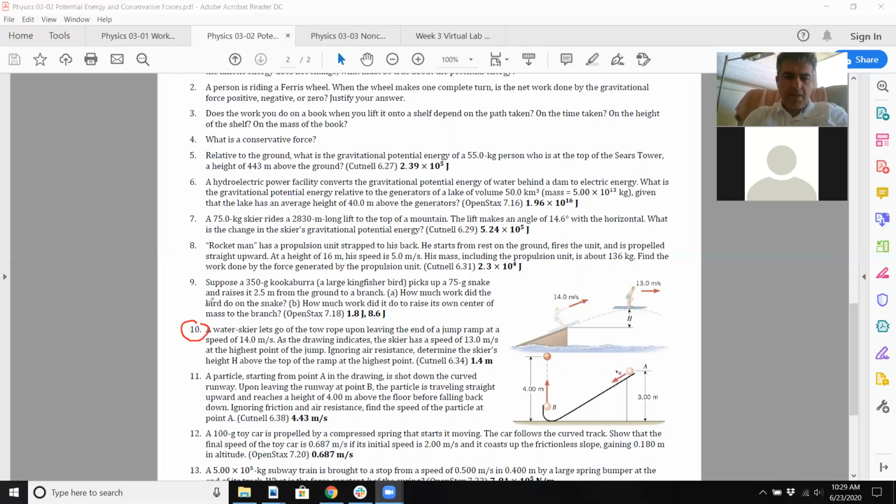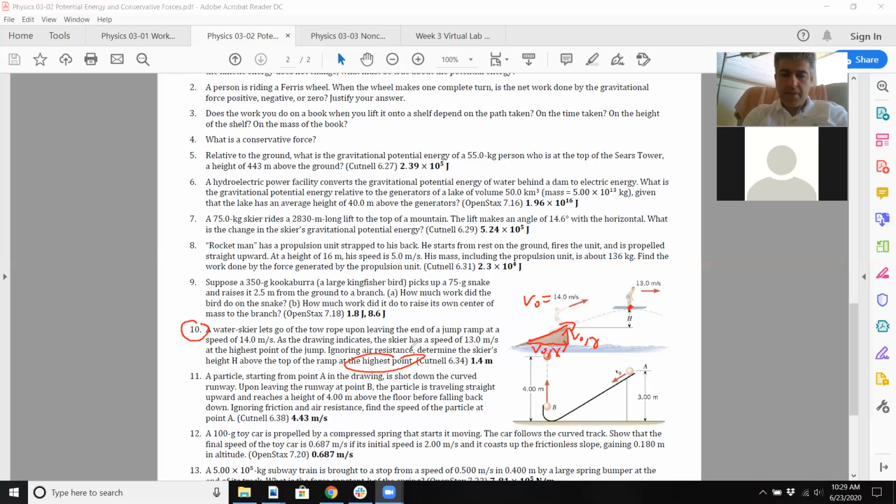So you have a water skier, and he's jumping a ramp at 14 meters per second. However, there is an angle here that we must consider. So our initial velocity is that. There's initial velocity in the x direction and initial velocity in the y direction. And they're pointing in that fashion. Now, when you're here, you're at the peak, right?